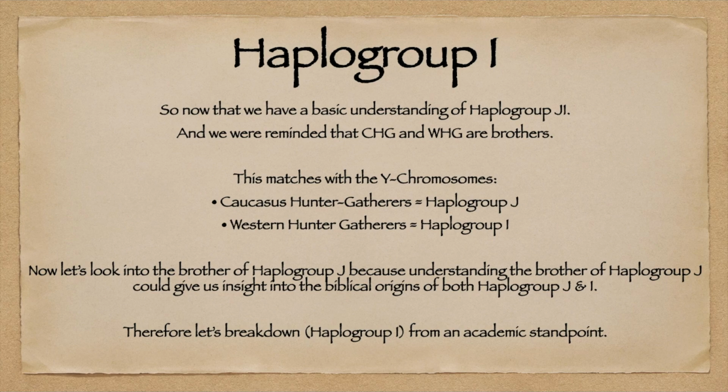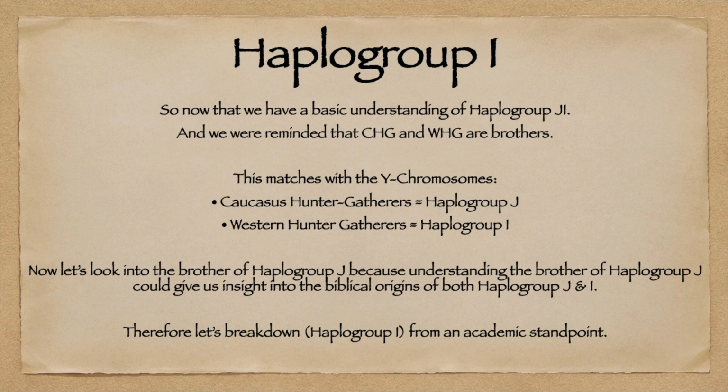So now that we have a basic understanding of haplogroup IJ, and we were reminded that Caucasus hunter-gatherers and Western hunter-gatherers are basically brothers. They both descend from a common ancestral population. And this matches with the Y chromosomes, with Caucasus hunter-gatherers being haplogroup J and Western hunter-gatherers being haplogroup I.